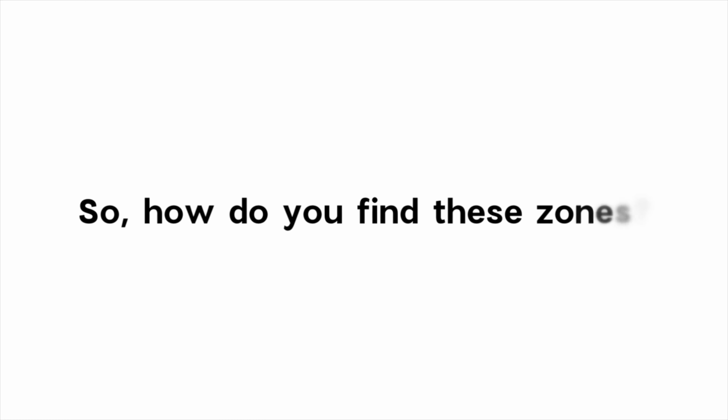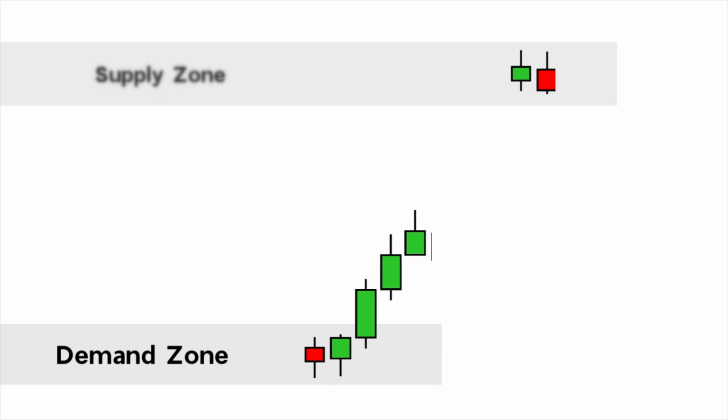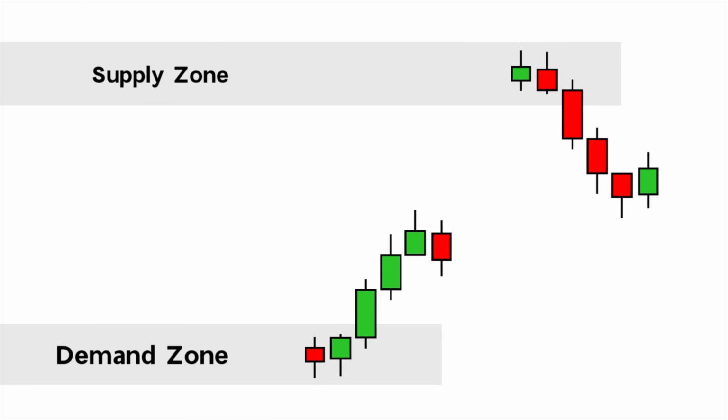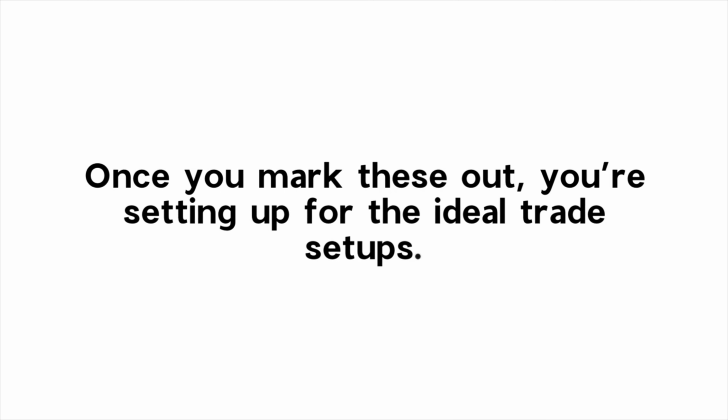So how do you find these zones? Look for areas on the chart where price has reacted sharply and decisively, either shooting upwards from a demand zone or falling from a supply zone. Once you mark these out, you're setting up for the ideal trade setups.